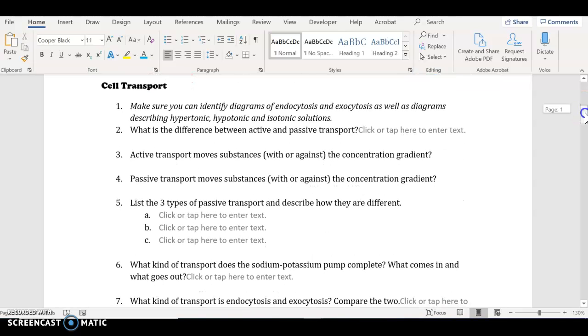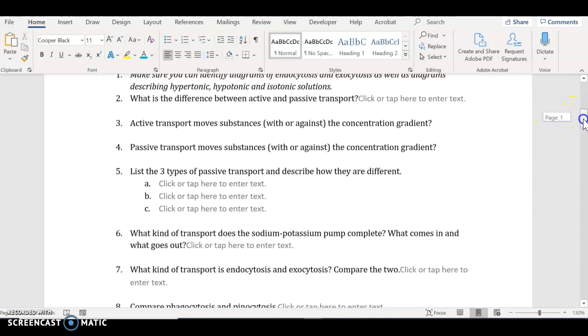All right, down to cell transport, make sure you can identify diagrams of endocytosis and exocytosis. So those are in your notes, as well as we drew them on the homeostasis and the cell membrane worksheet. Diagrams associated with hypertonic, hypotonic, isotonic. So we did the interactive notebook with that, and also the beaker worksheet.